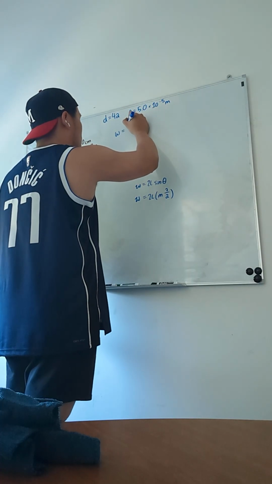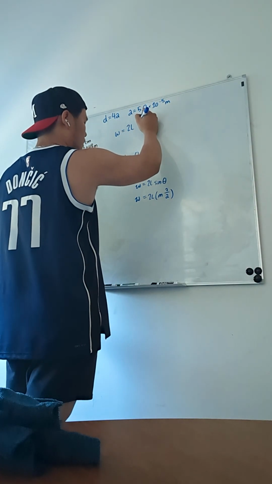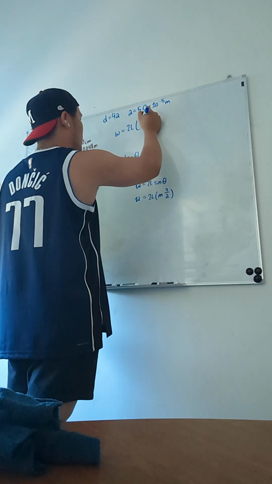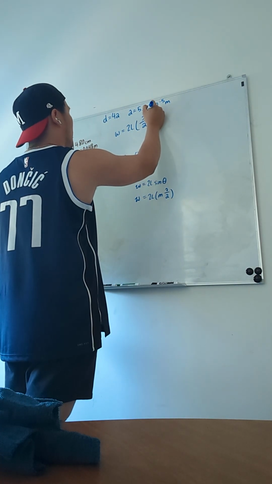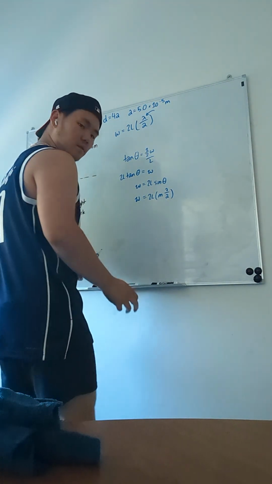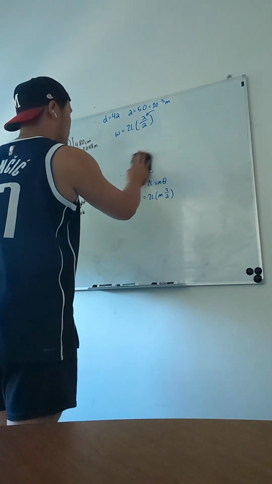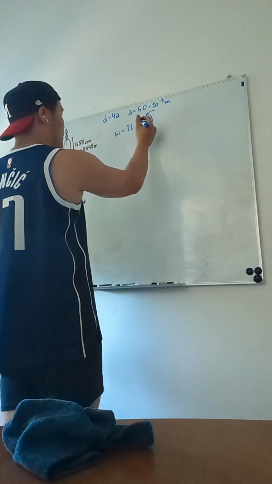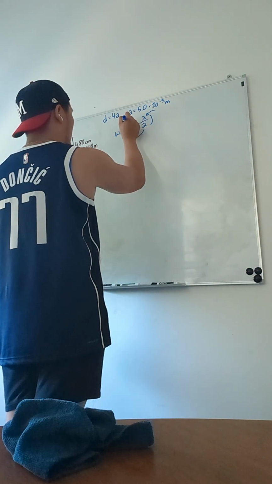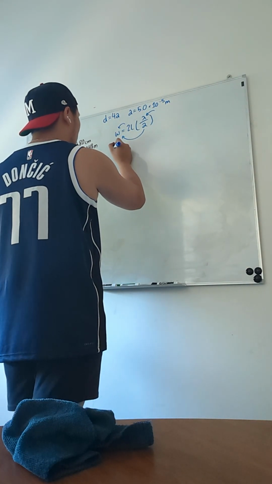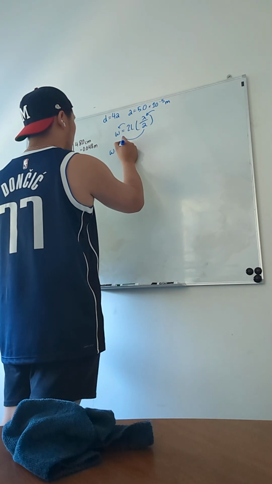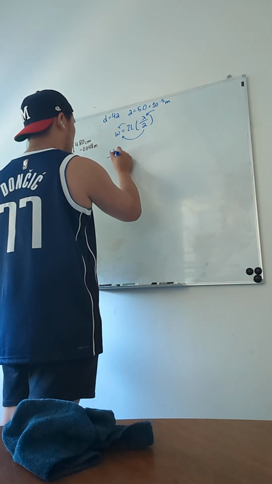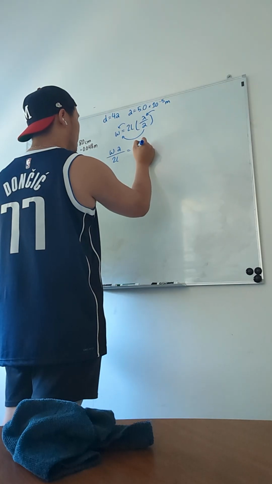So W equals 2L times lambda over A, where N is just 1, so we can forget that. Now we want to isolate lambda. We're going to multiply by A up top and divide by 2L. So we get W times A over 2L is equal to lambda.